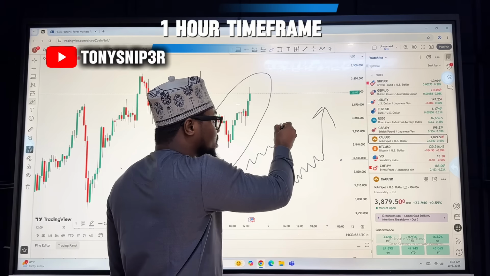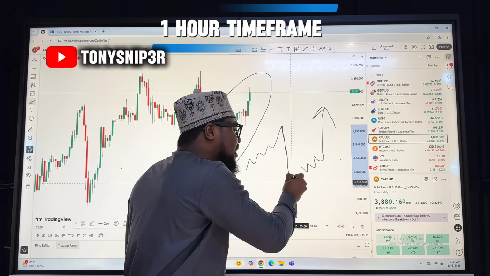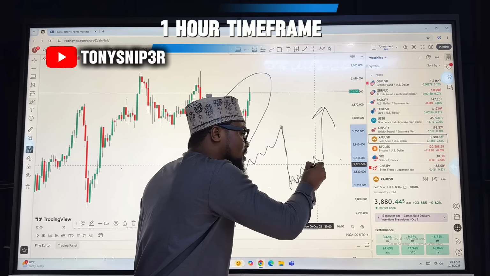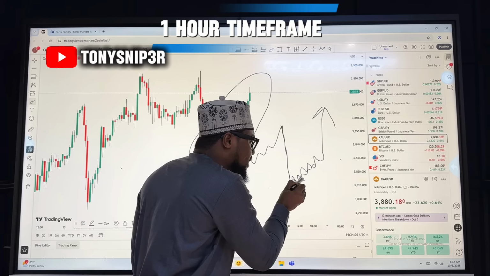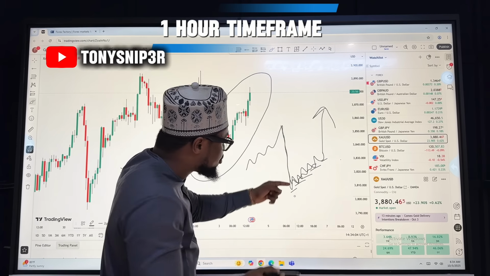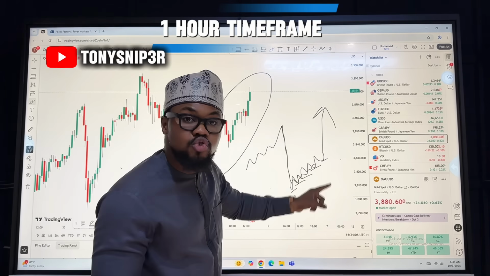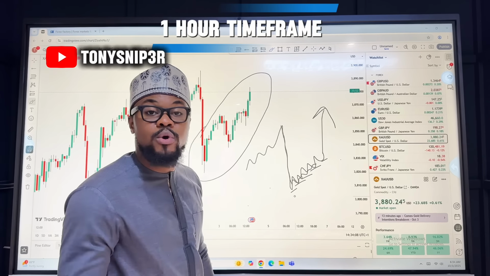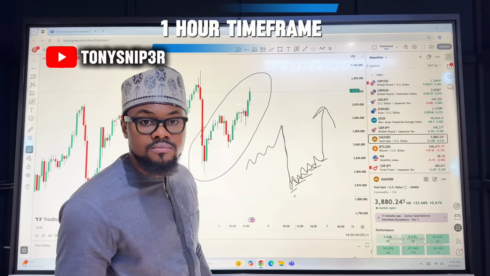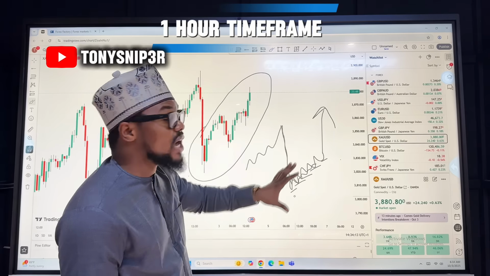Whenever you see gold give you a huge dump, immediately you see the market start struggling, just start placing buy. Every retracement, you should be placing what? You should be placing buy. That way you make money faster. Do you understand? This is the smartest way to catch any reversal.